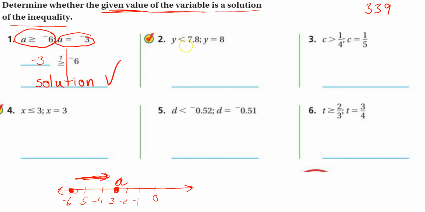Okay. All right, let's look at the next one. Y is less than 7.8, and they tell us try 8 for Y. So I'm going to rewrite the inequality, but for Y, I'm going to put an 8, and then rewrite the 7.8. So is it true that 8 is less than 7.8? Well, if we look at place value, there's an 8 in the ones place, and here there's only a 7 in the ones place. So 8 is bigger than 7, so this is not a solution.